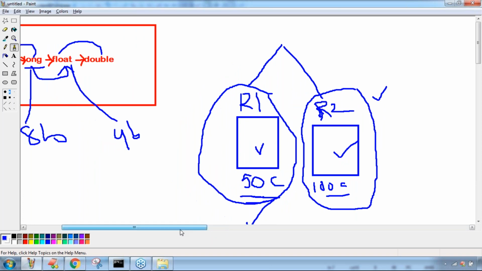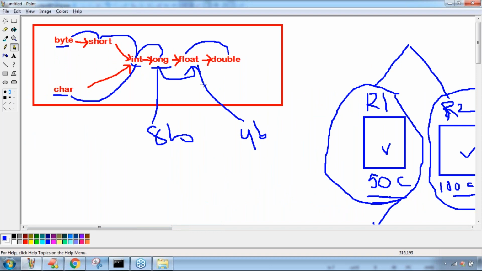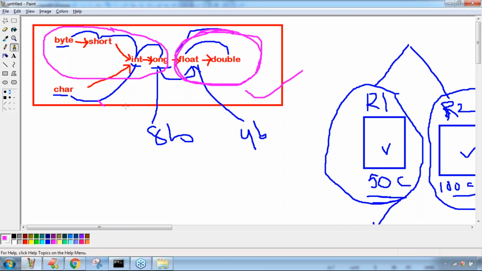Here just observe, take a bit of special care about this one. Float and double are considered floating point data types, but the others are by default considered integral data types. In memory, the way of representing floating point values and the way of representing integral values are different.